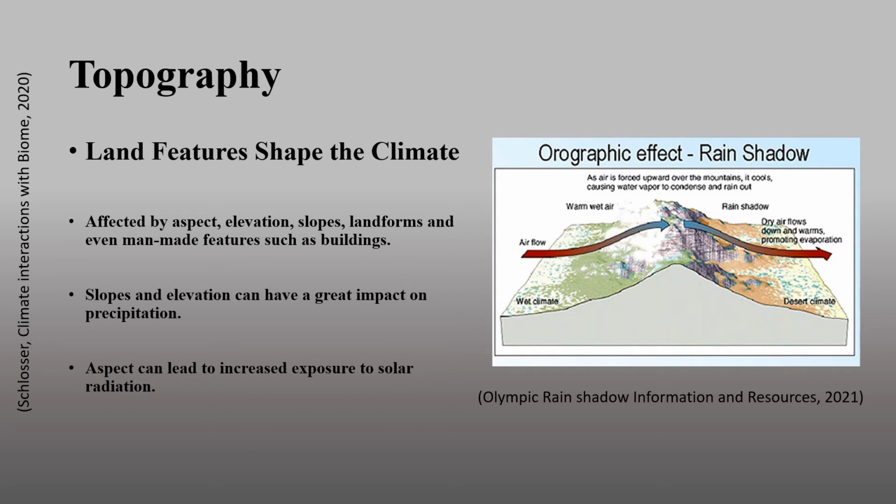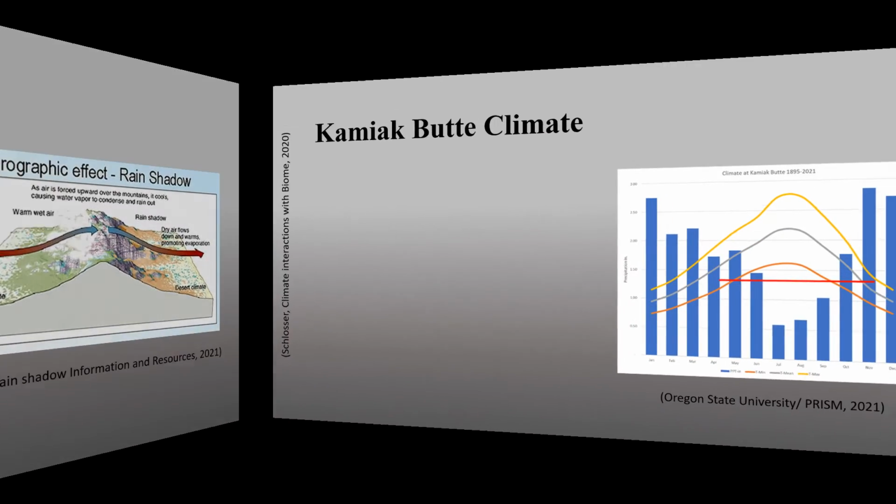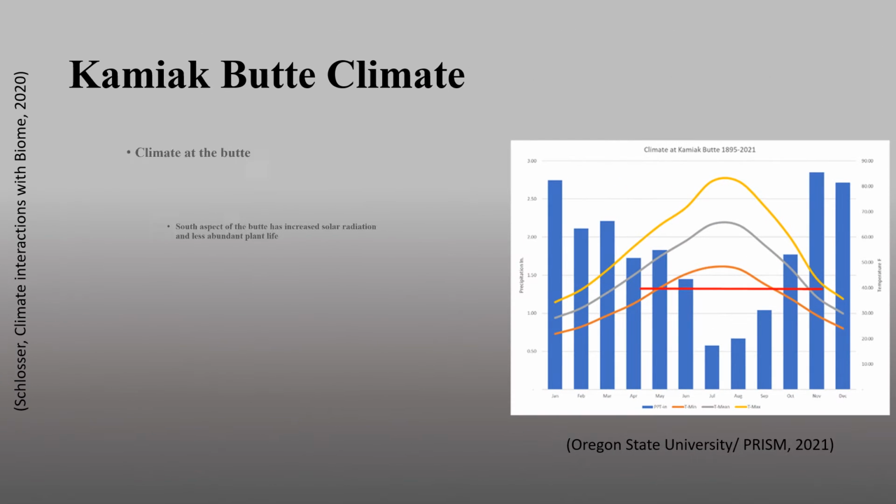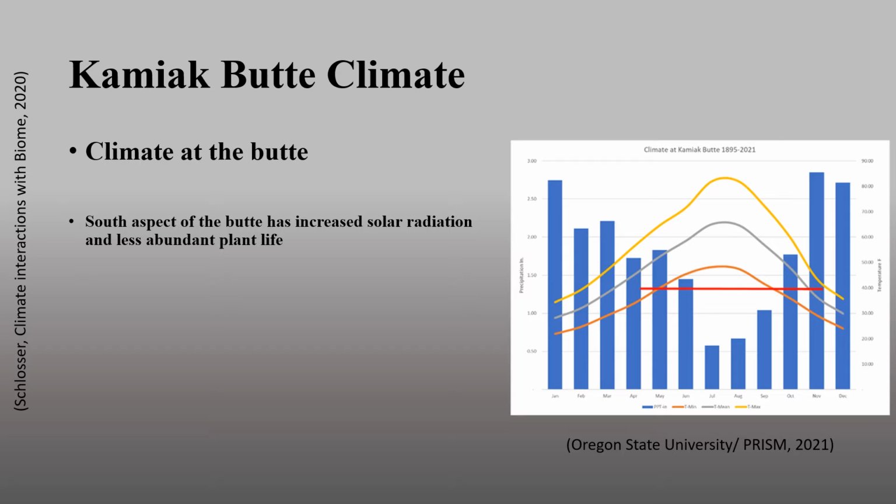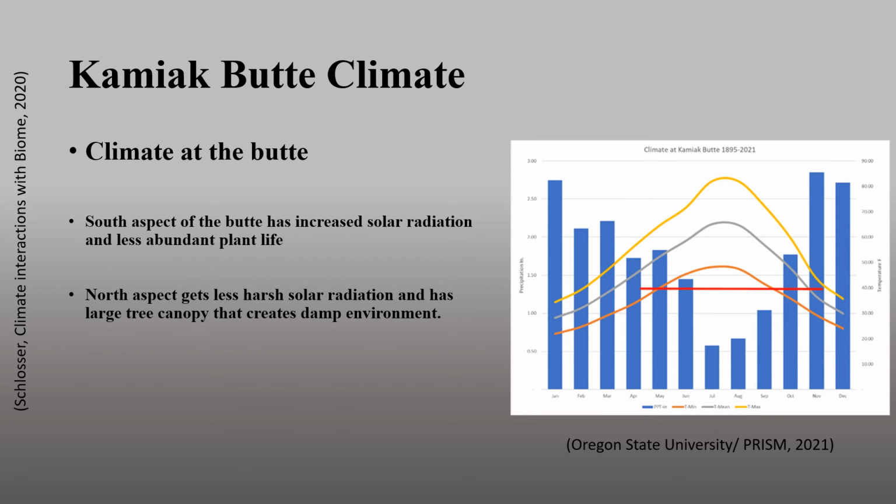Aspect is a factor of topography dealing with which compass direction a slope faces and can have an impact on solar radiation on that slope. Speaking further on aspect, the south-facing aspect of Kamiak Butte is exposed to the sun for much of the day and therefore has high rates of evaporation and less plant life. The north aspect is sheltered from direct solar radiation most of the day and therefore has more plant available moisture due to less evaporation and more plant life.